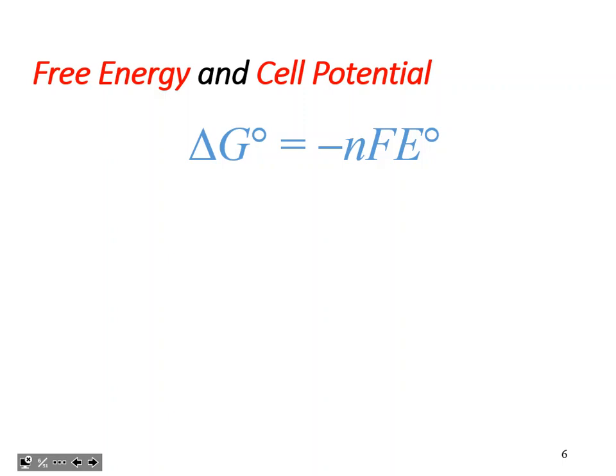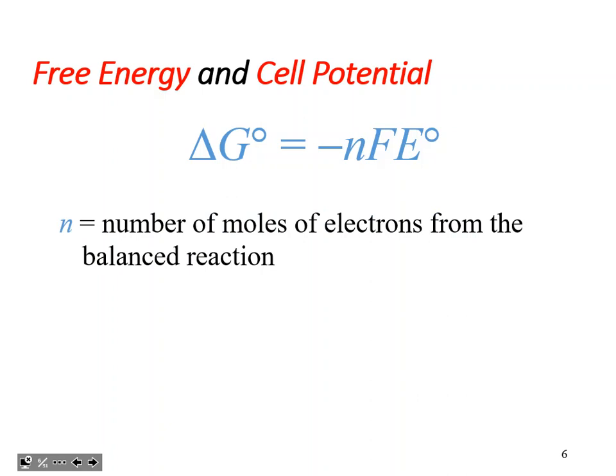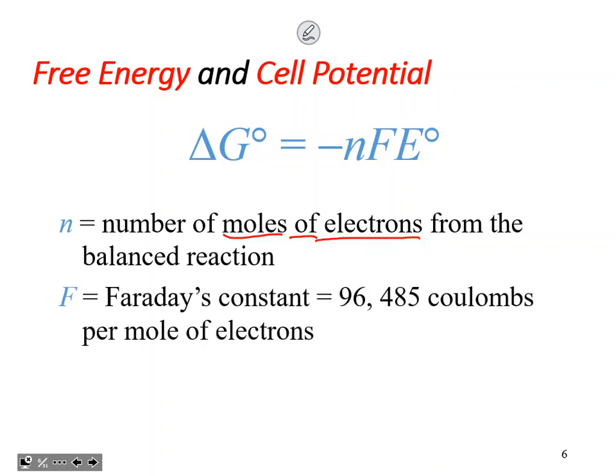Now, formula sheet: delta G equals negative nF E cell, the cell potential, and of course n is the number of moles of electrons. As we were talking about in that first exercise, it was a transfer of 6 moles of electrons. So that's where you're going to be determining how many electrons are being transferred. That's what the n value is, how many moles of electrons are being dealt with here. Faraday's constant is 96,485. Don't worry, that one's on the formula sheet. You do not have to memorize it.